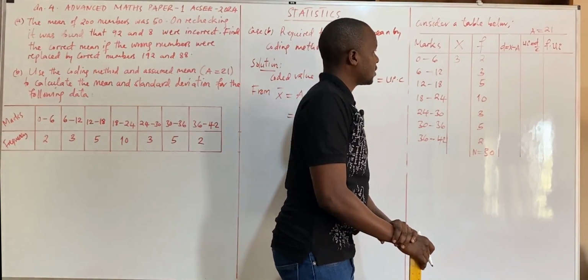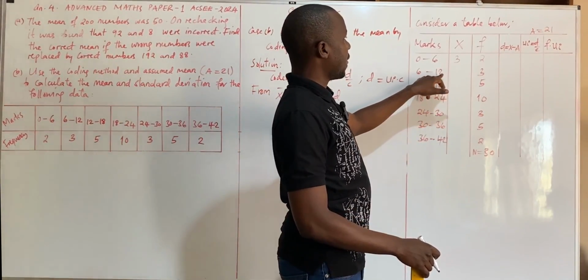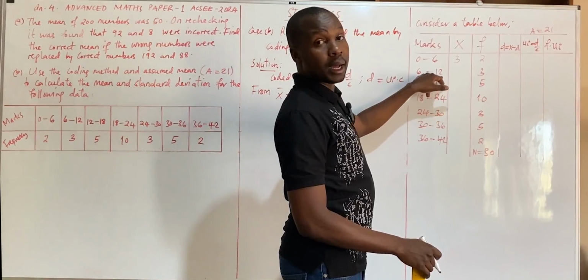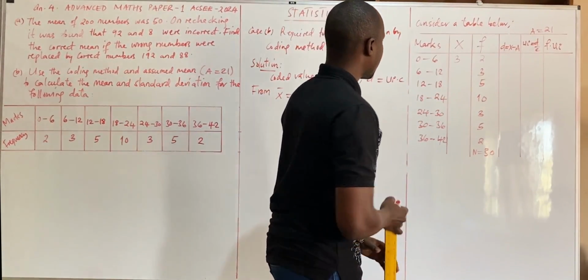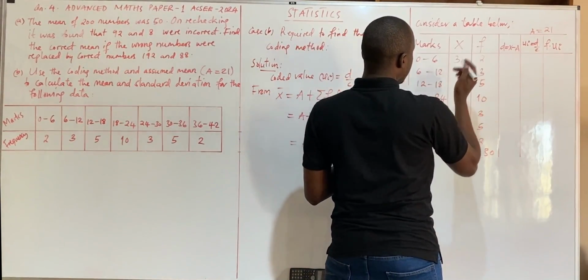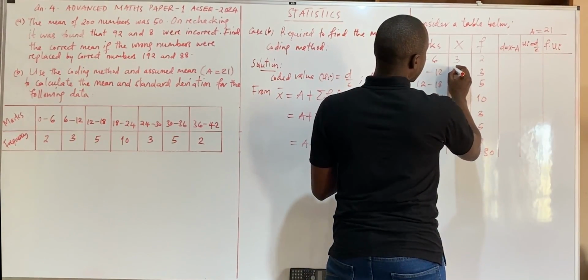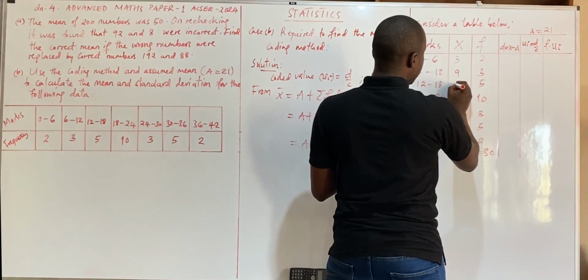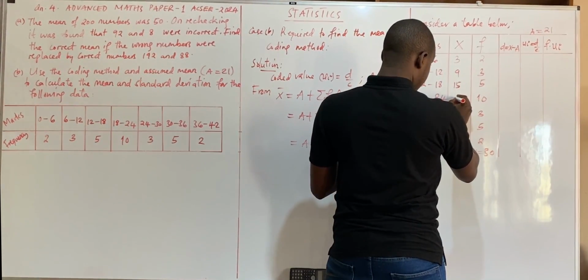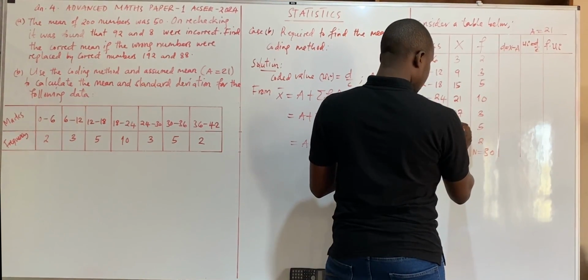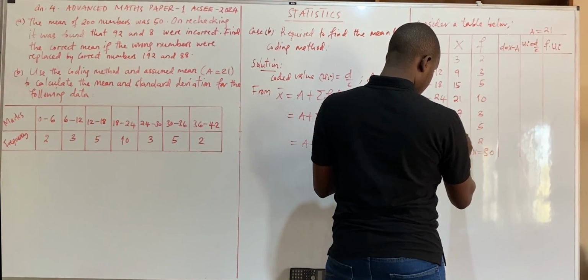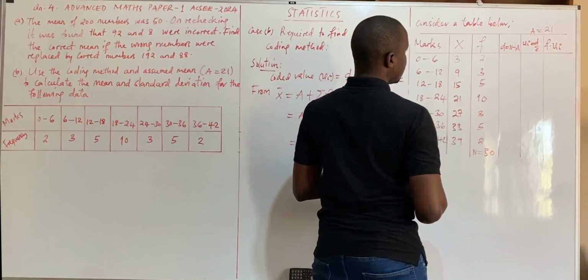So to find the interval size is very simple. You just take the real upper limit minus the real lower limit, and then you get the interval size. So this minus this, we know it is 6. So we add 6: 9, add 6, 15, add 6, 21, add 6, 27, add 6, we get 33, add 6, we get 39.